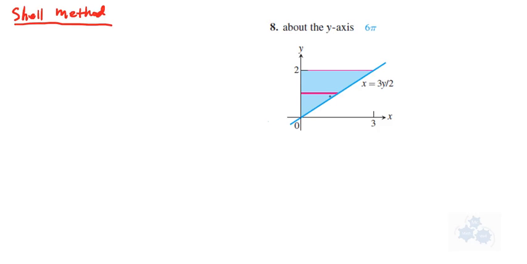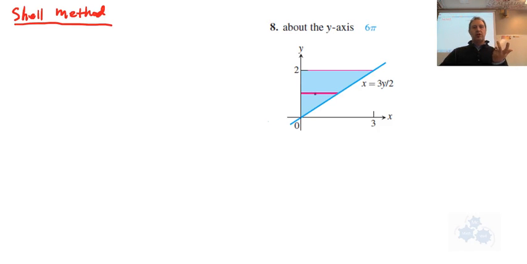Okay, so in this example, let's find the volume of the solid of revolution using the shell method. You could use the disk method pretty easily because there are no gaps, there are no holes. You're not revolving it around something like this where there is a big hole in the middle of this volume. But let's practice the shell method.